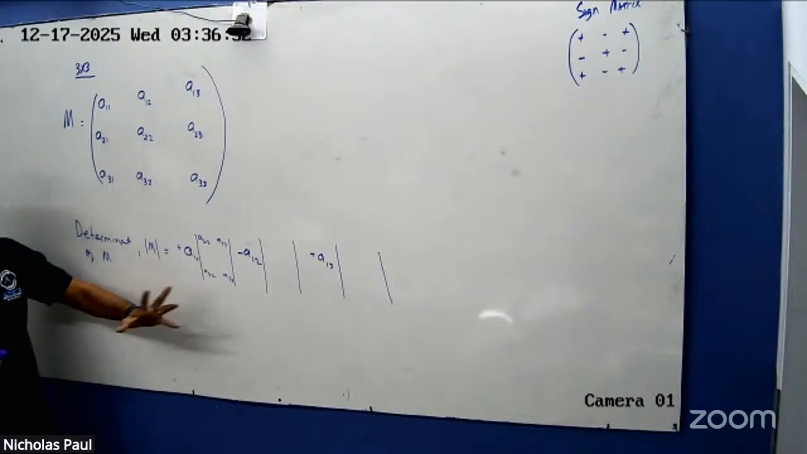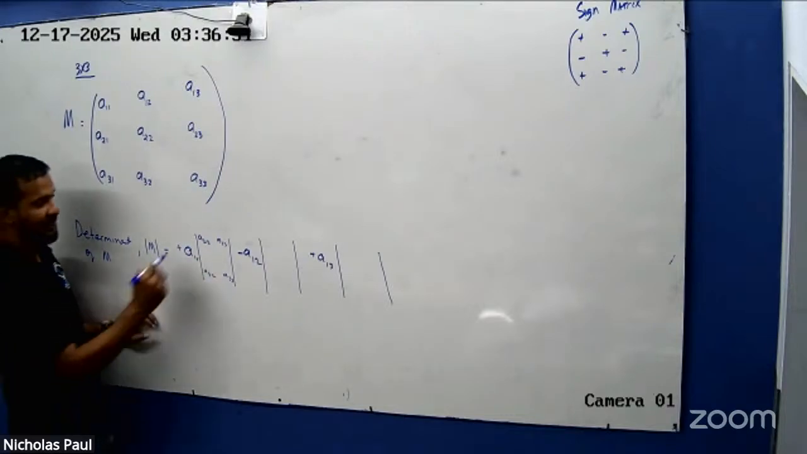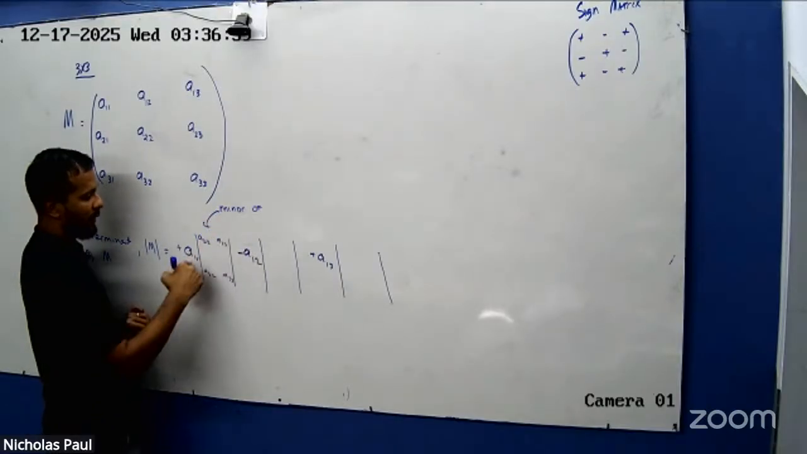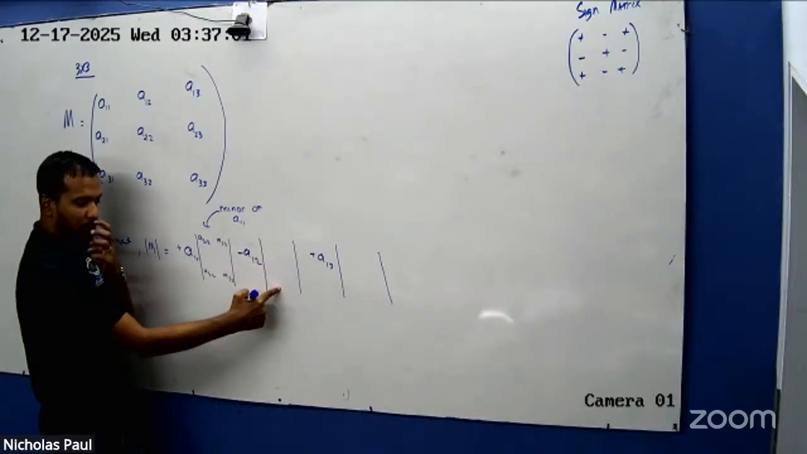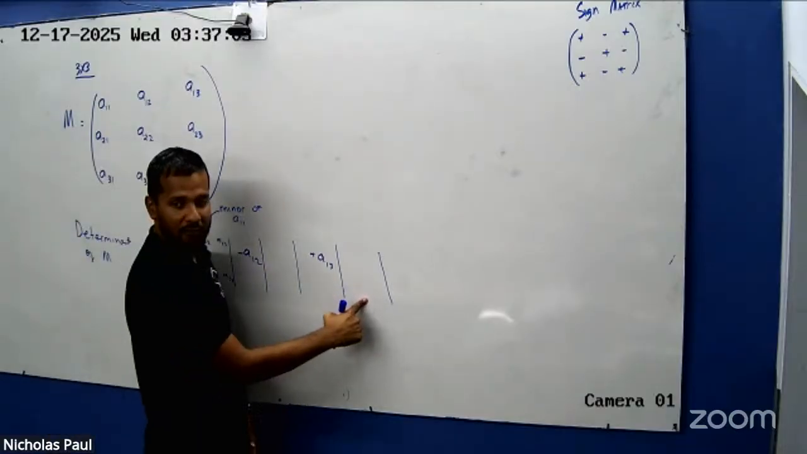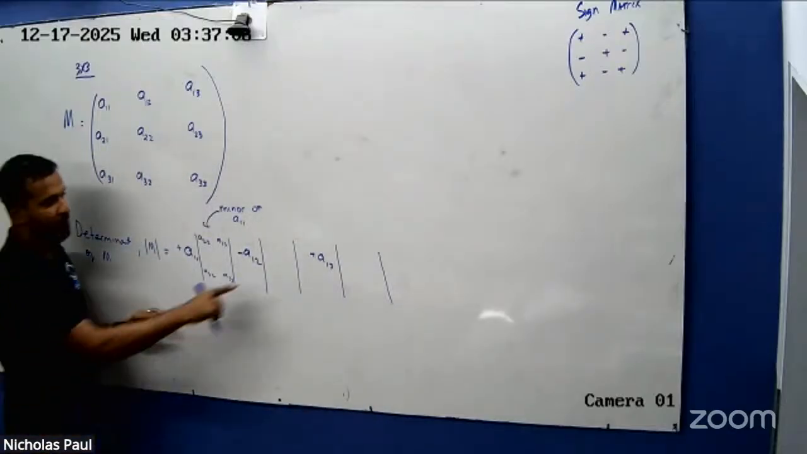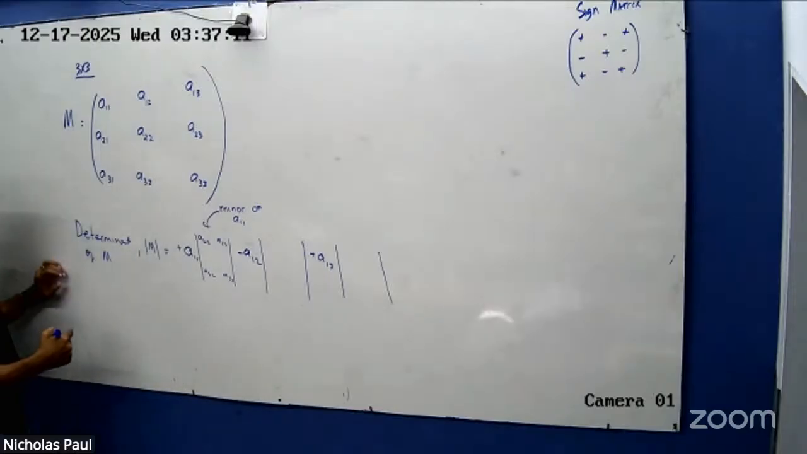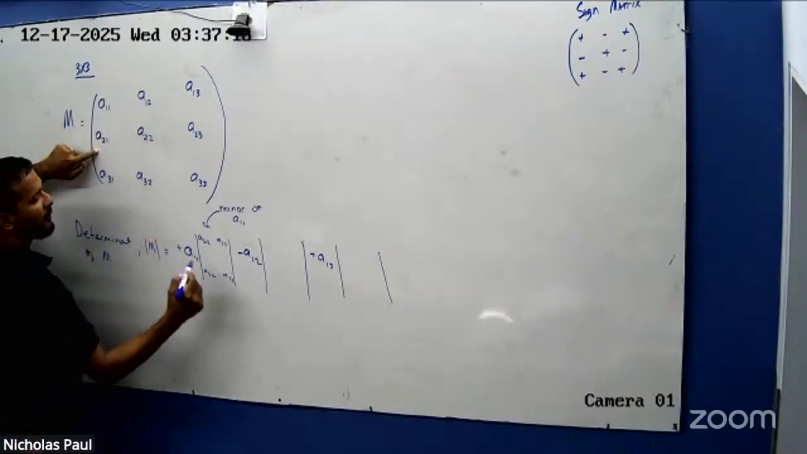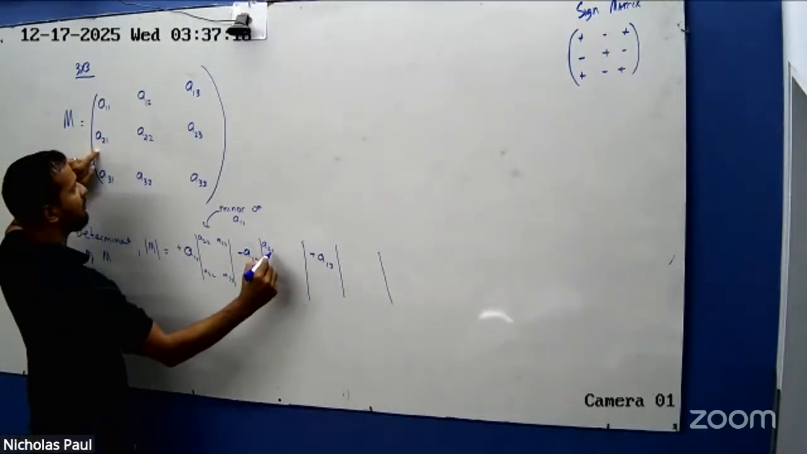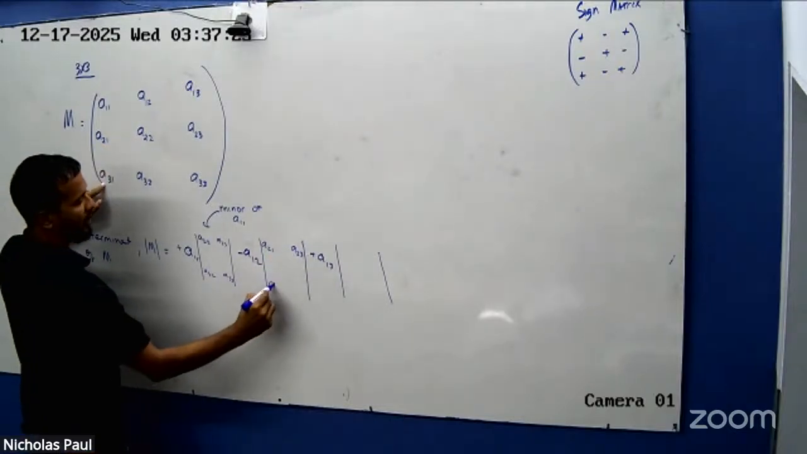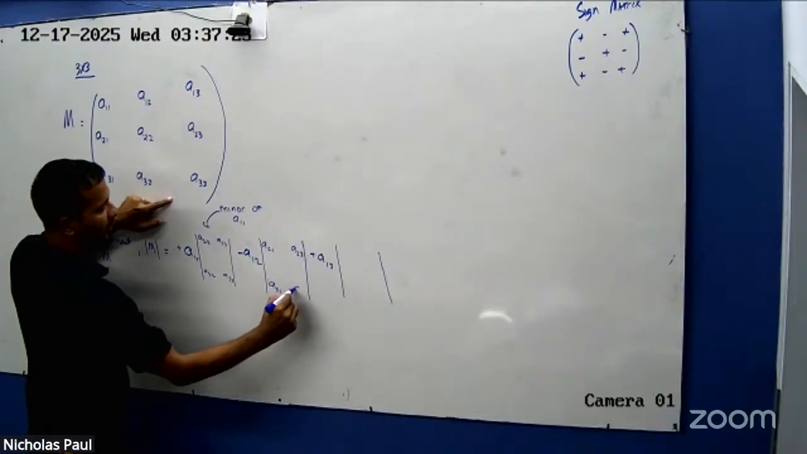So the only thing here is to remember how to get this. This is called the minor of A11. This is called the minor of A12, minor of A13. Since we're just practicing, help me get the minor of A12 now. What would it be? Cancel here and cancel here. So it will be A21, A23, A31 and A33.